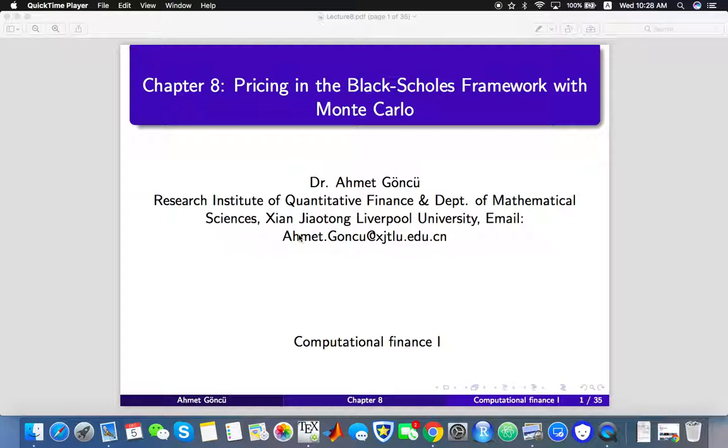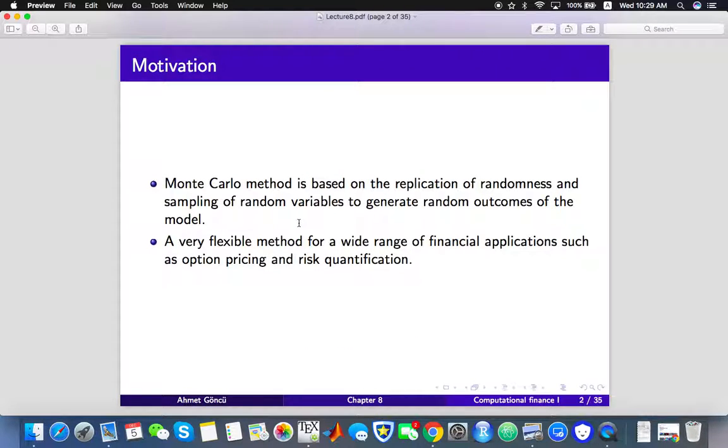In this chapter, we will talk about pricing within the Black-Scholes framework with the Monte Carlo method. So let's start. The motivation is, as we have talked about earlier a little bit, that when we have a model which requires the replication of randomness or sampling of random variables, the Monte Carlo method is going to be quite useful. It is also a very flexible method which you can use to price a variety of financial problems, including option pricing or some risk quantification problems.